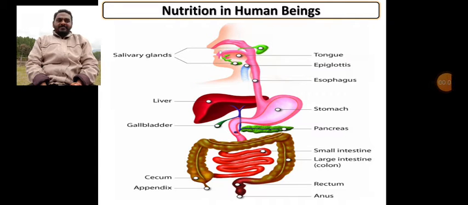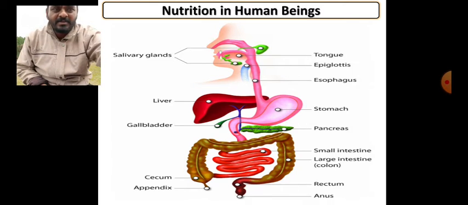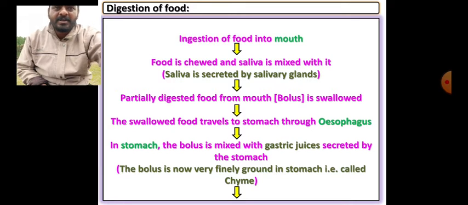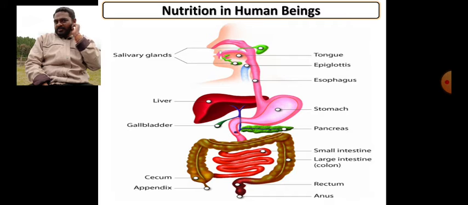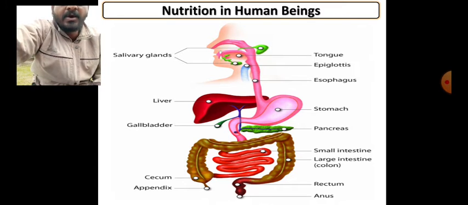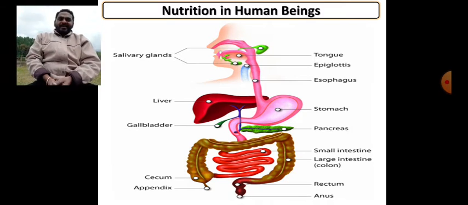Dear children, hi. In the previous class, we were discussing what nutrition is and how nutrition takes place, right? We also discussed autotrophic nutrition, heterotrophic nutrition, and autotrophic nutrition by means of photosynthesis. The complete process of photosynthesis we have discussed. And now we will go for a second example for heterotrophic nutrition.